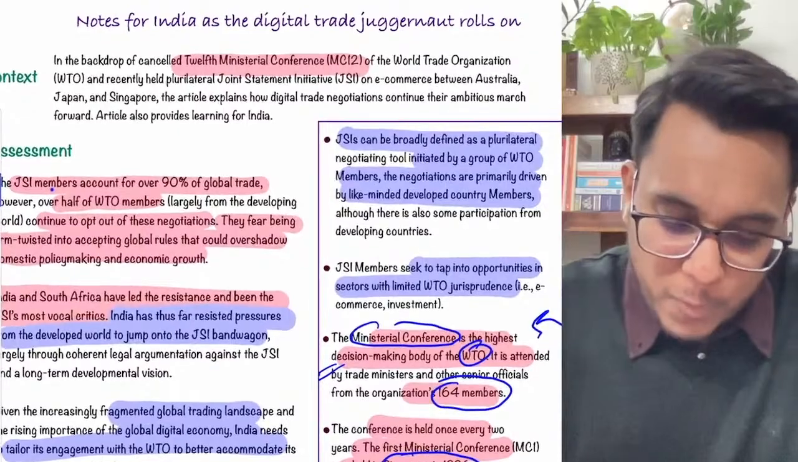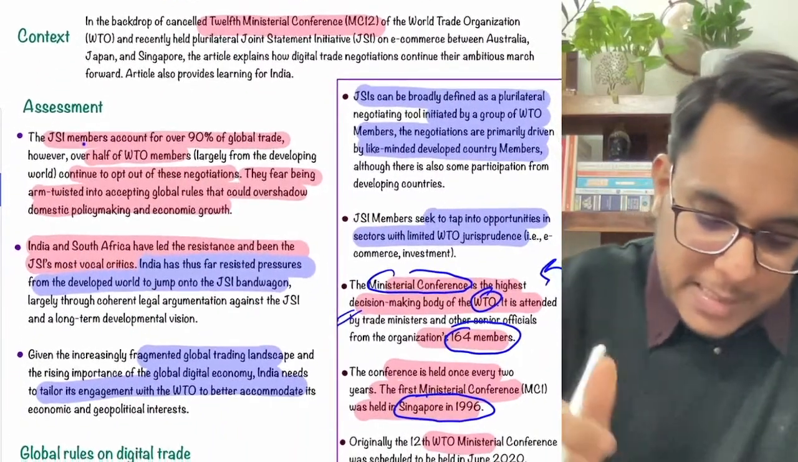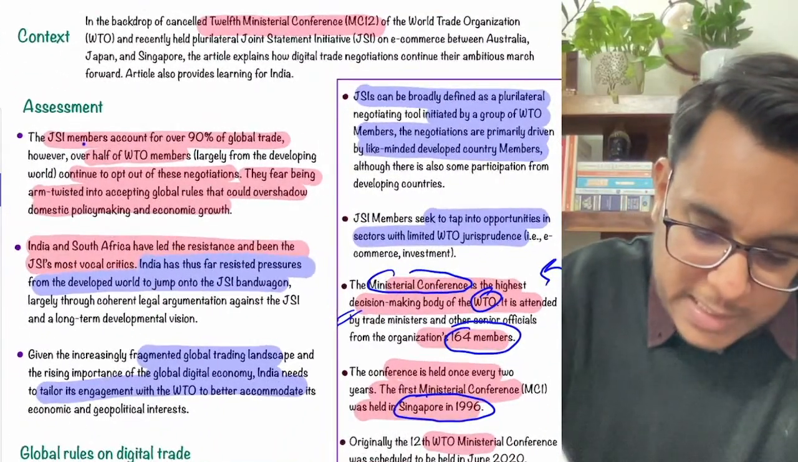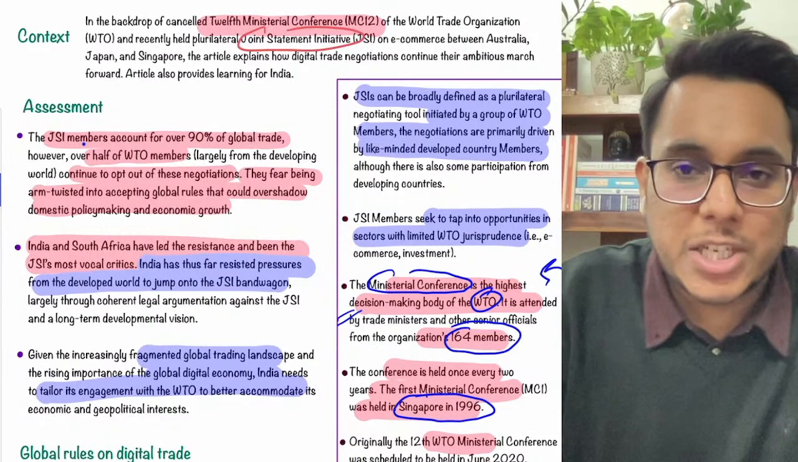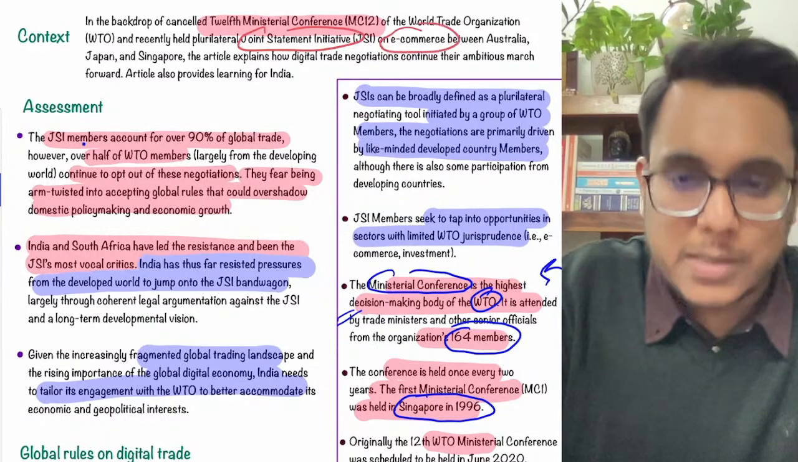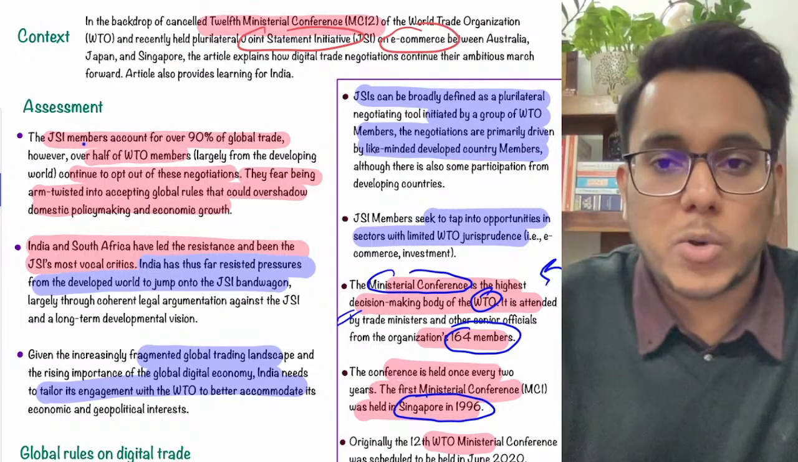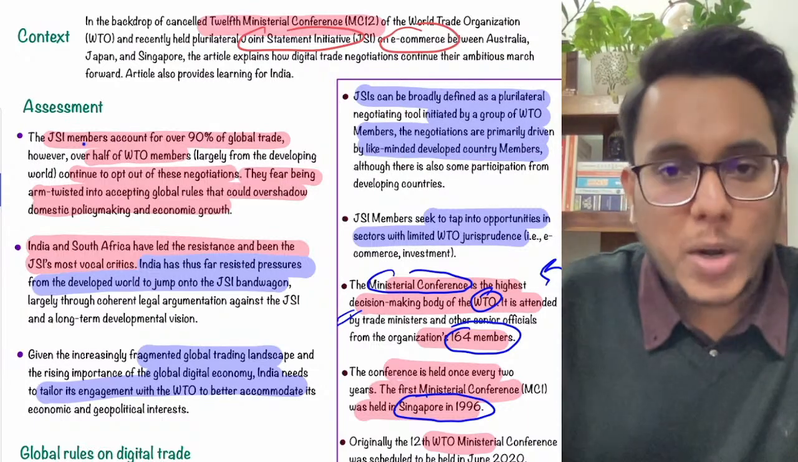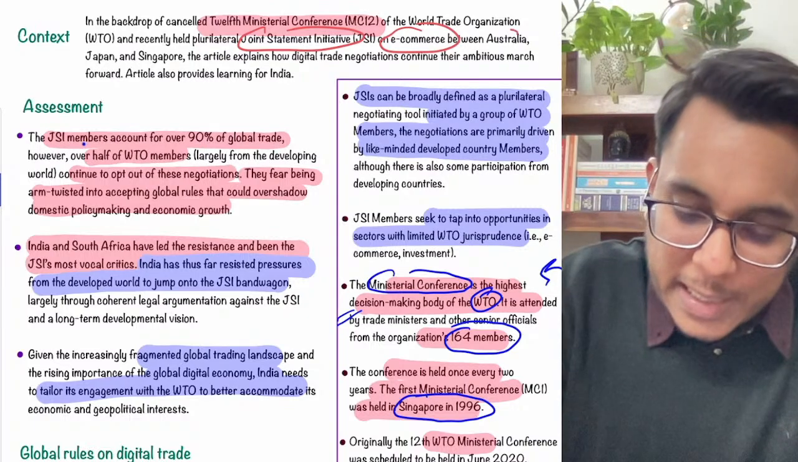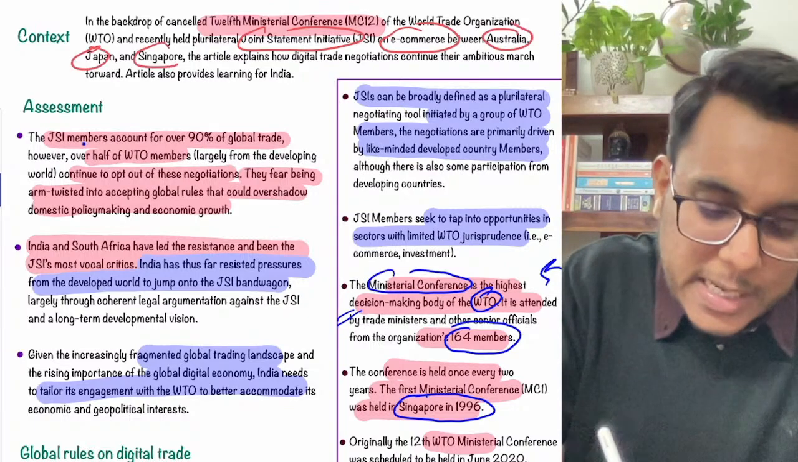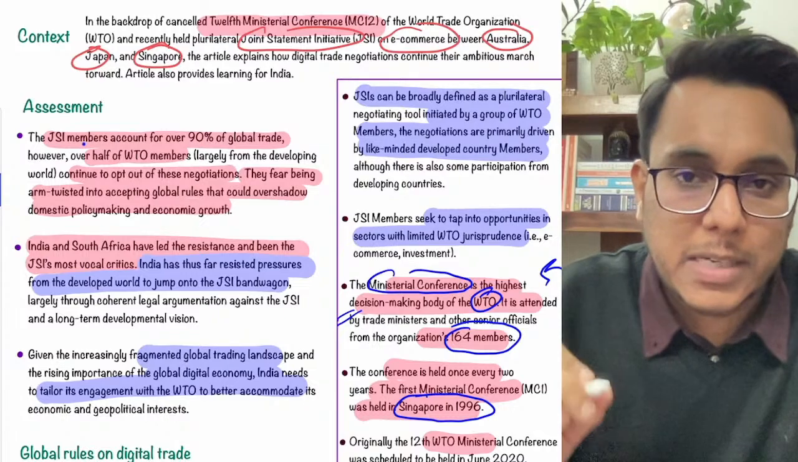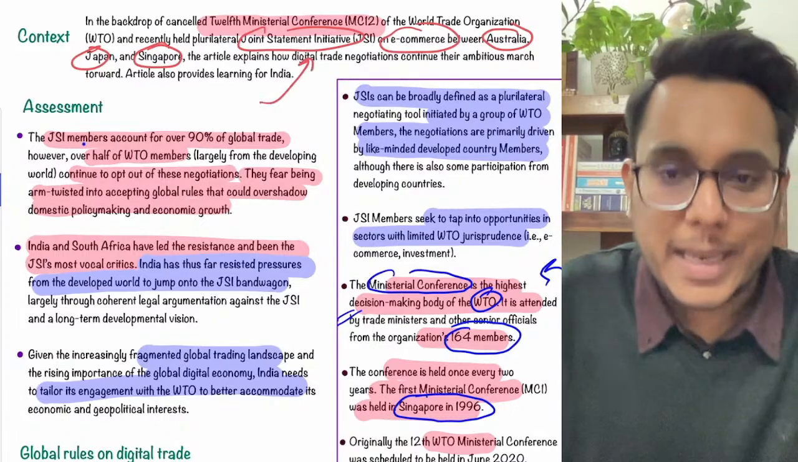Now guys, when we are talking about the WTO, there is a new JSI that has been developed, and this JSI is on e-commerce. Now this particular grouping is talking about e-commerce. It needs to be more liberalized. Now guys, the three countries, Australia, Japan and Singapore, are the co-facilitators of this JSI on e-commerce.